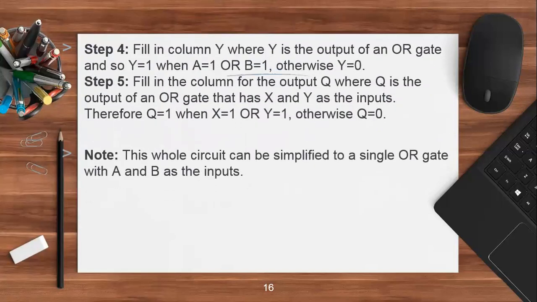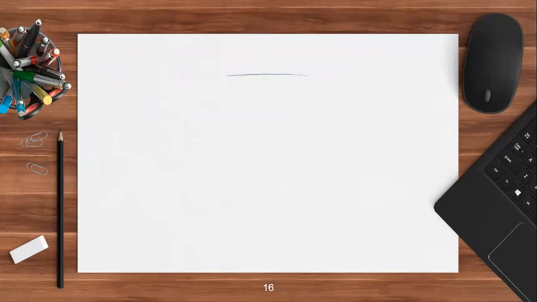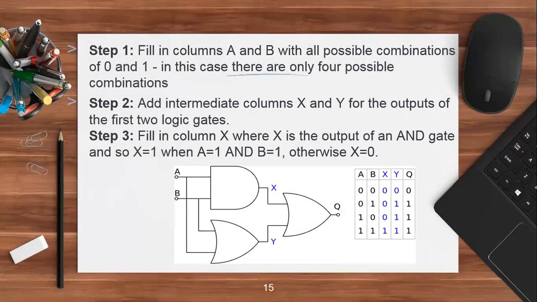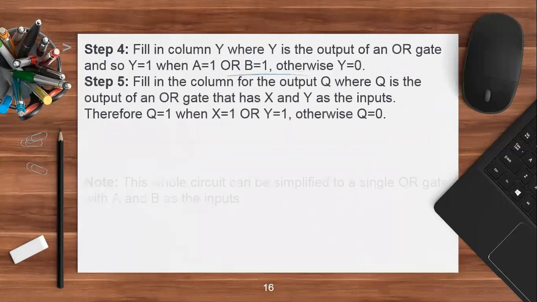This whole circuit can be simplified to a single OR gate with A and B as the inputs. You see the answer of this is an OR gate. In an OR gate, the output is 0 1 1 1. So the output is equal to an OR gate.